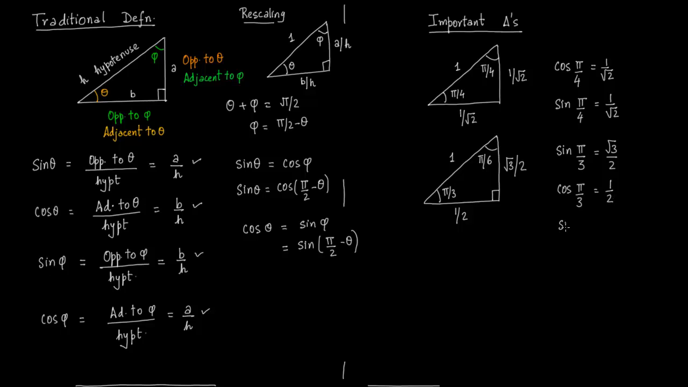What is sine pi by 6? It is opposite to angle pi by 6, which is 1 by 2. What is cos pi by 6? It is adjacent to angle pi by 6. So this is root 3 by 2. So notice the behavior. So cos pi by 3 and sine pi by 6 are same. And we have already talked about that cos 0 is 1 and sine 0 is 0.